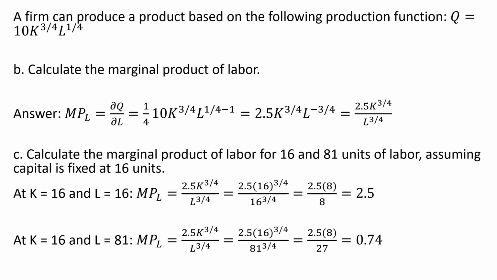For K equals 16 and now L equals 81, so holding capital still fixed at 16, but this time what is the marginal product of labor if we're using more workers, or 81? Here, the marginal product of labor for the 81st worker, making our substitutions, is going to be 0.74.